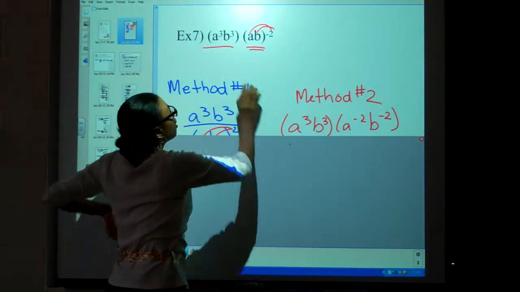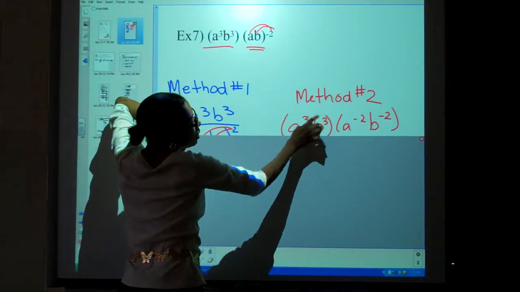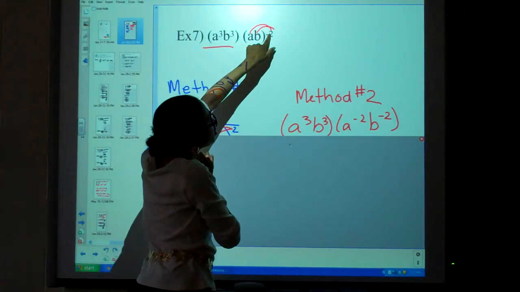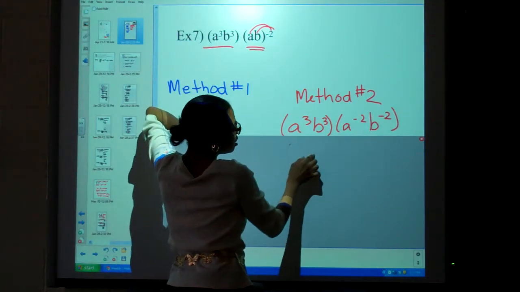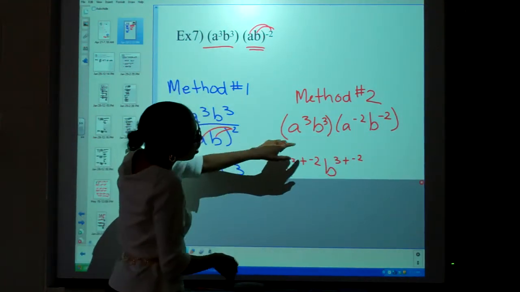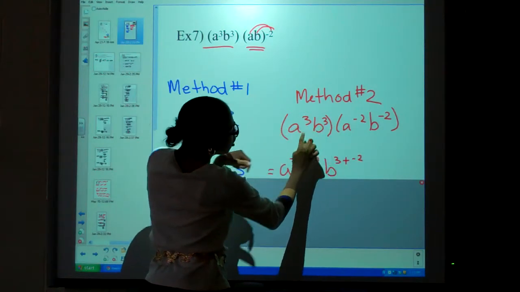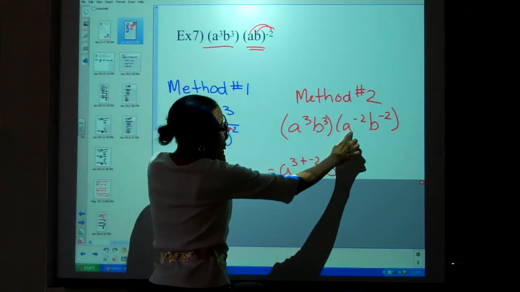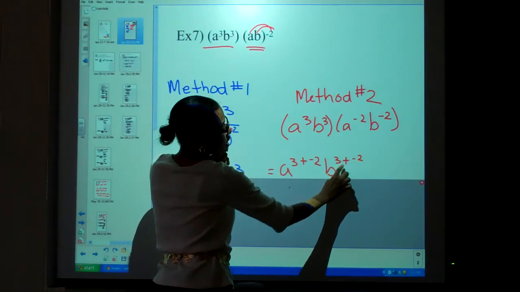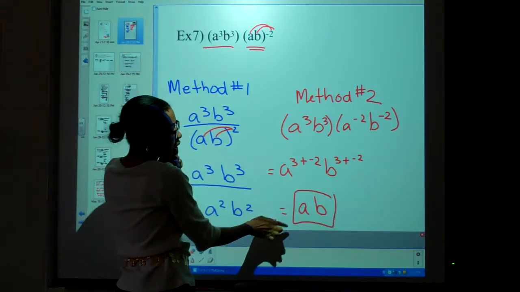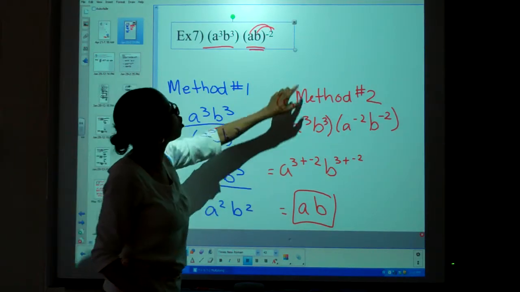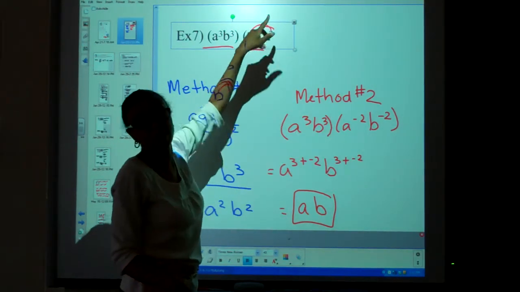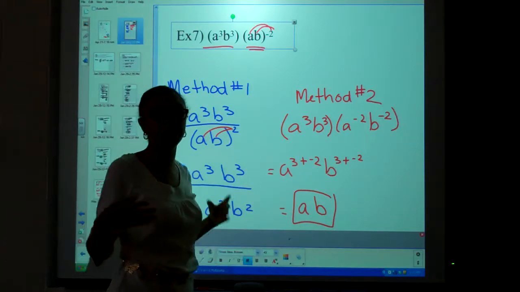I'd have the front part, a cubed b cubed, and after I distribute this negative 2 to everything in the parentheses, I'd have a to the negative second and b to the negative second. And I'm multiplying these together. This will be 3 plus a negative 2, and then the b would be 3 plus a negative 2, which is going to be ab. So you could have gone ahead and dropped this to the denominator, or method 2 is just distributed. It doesn't matter, whichever method you like, you can use.